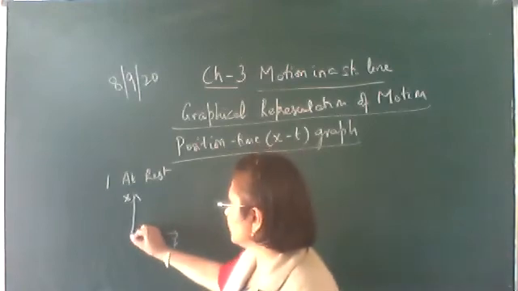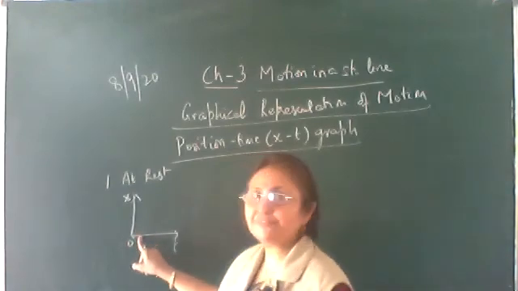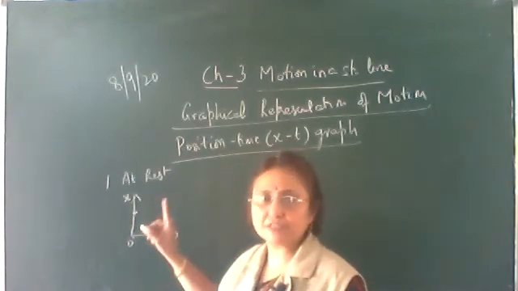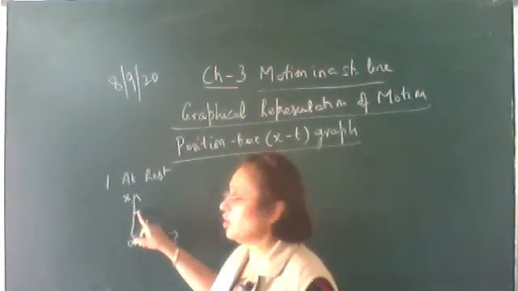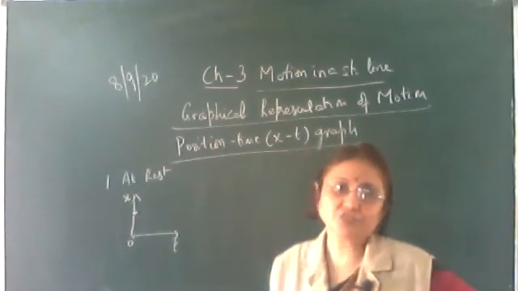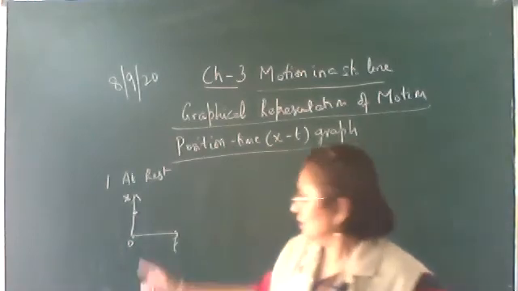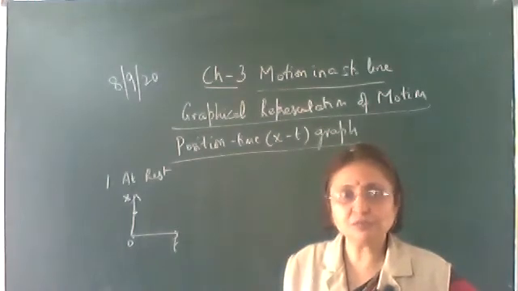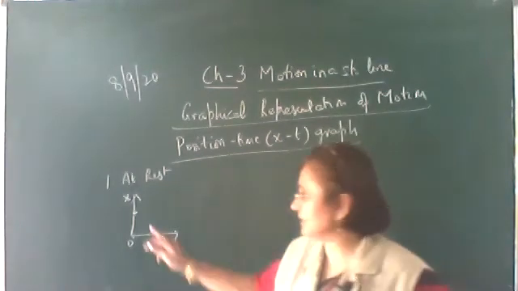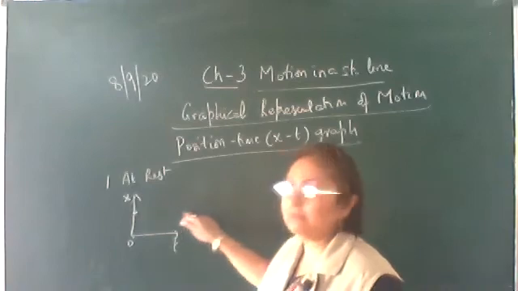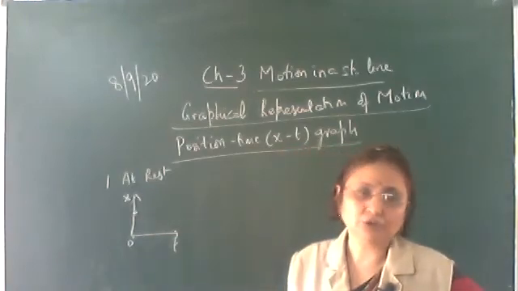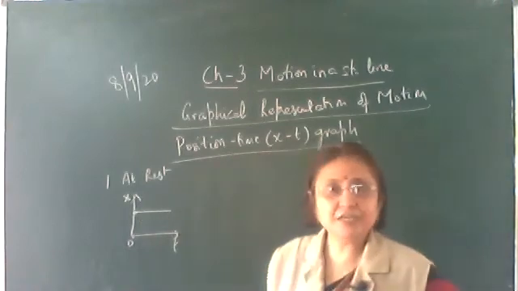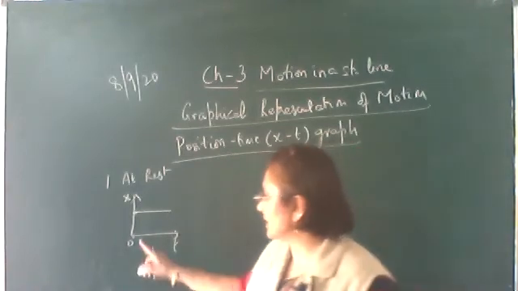Now the object is at rest. Let the object be at 20 meters from the origin. As the time passes, the object is not moving, it is at rest, it is static, so it will remain 20 meters from the origin. So how will be the graph? It will be a straight line parallel to the time axis.